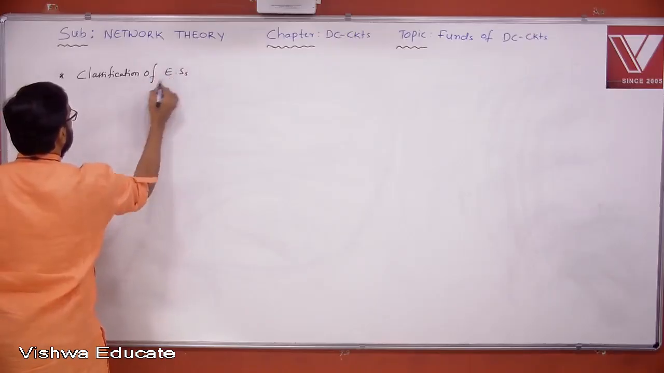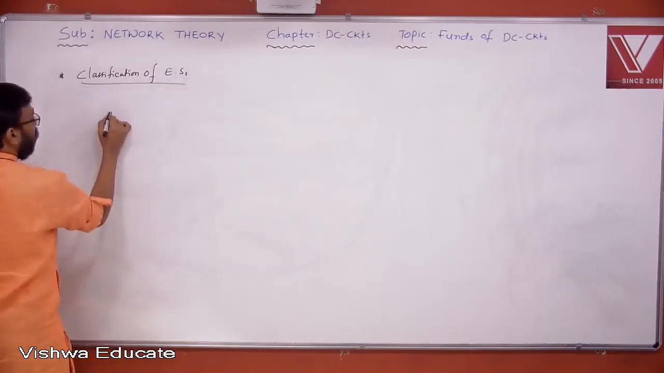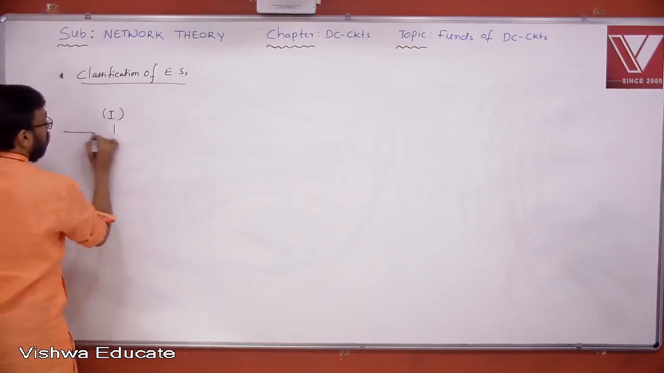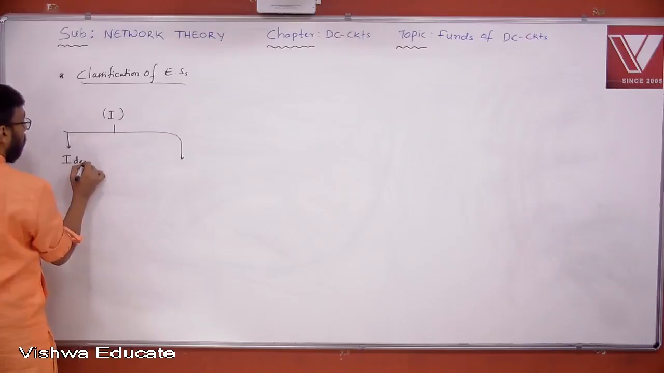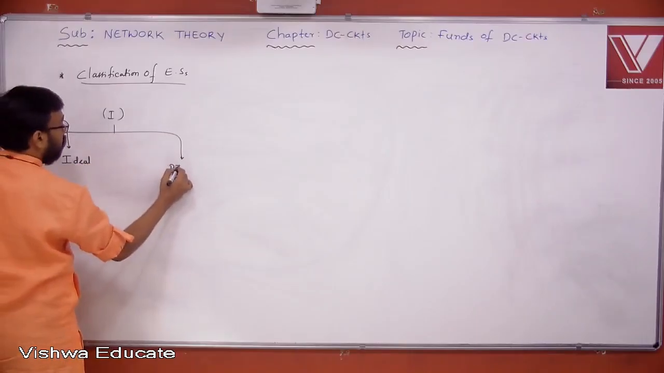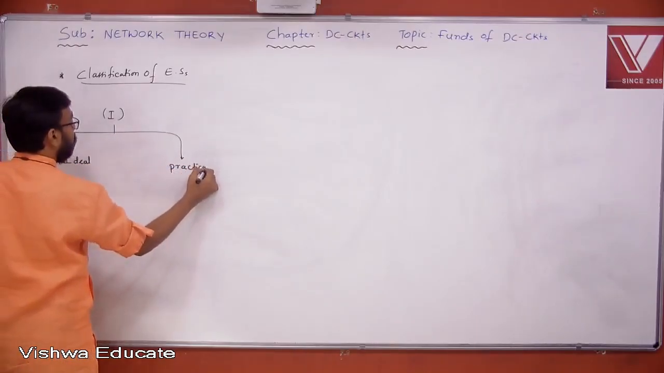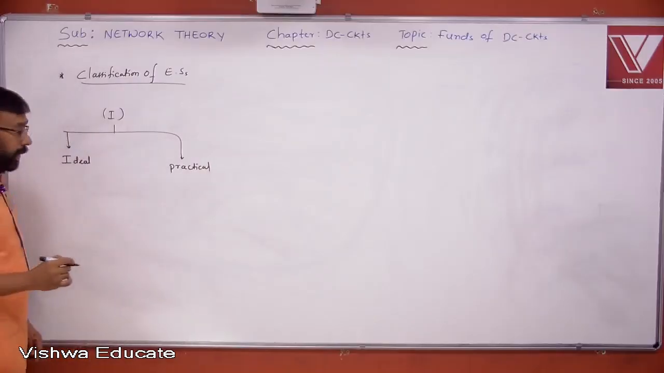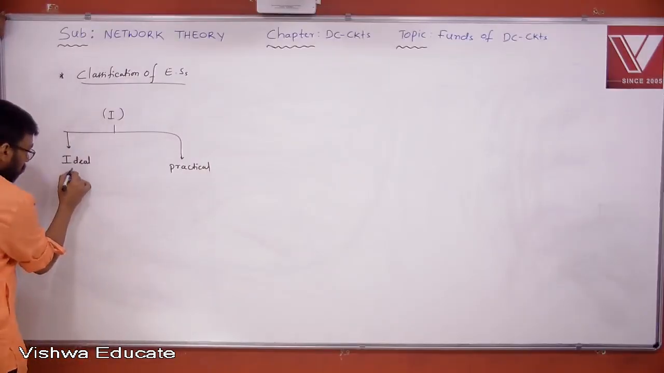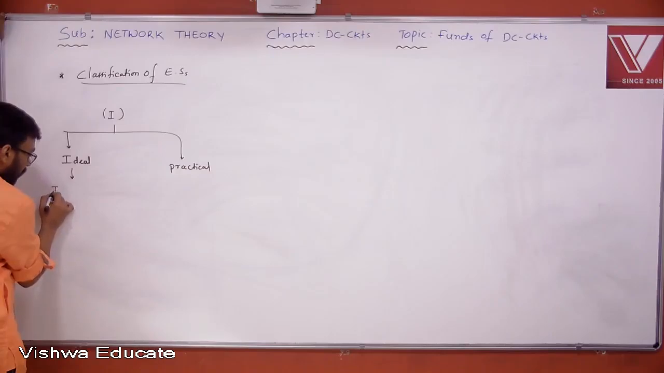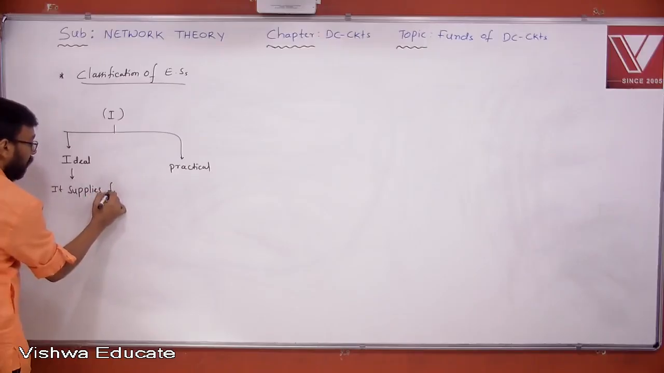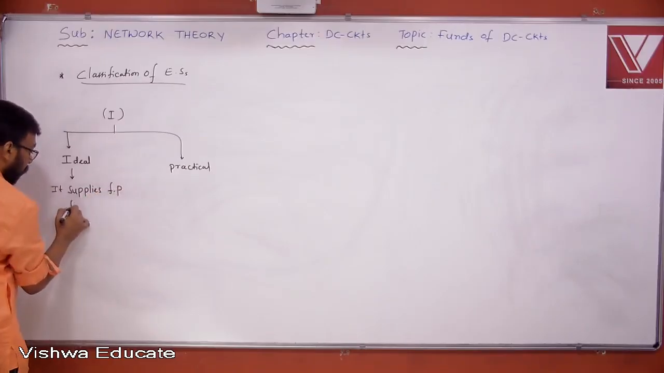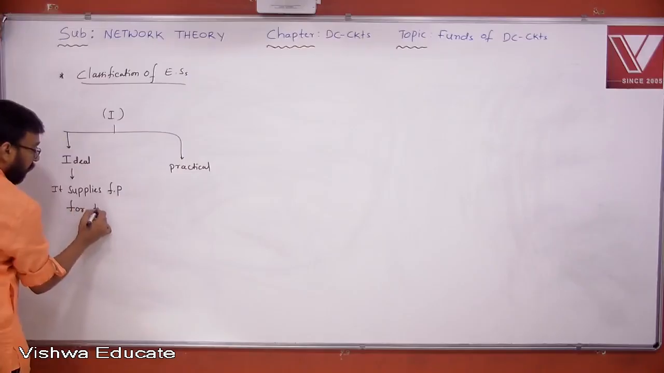Energy sources. The first classification is ideal and practical. Ideal and practical. What is an ideal source? Remember, any ideal source supplies a finite amount of power for infinite time.